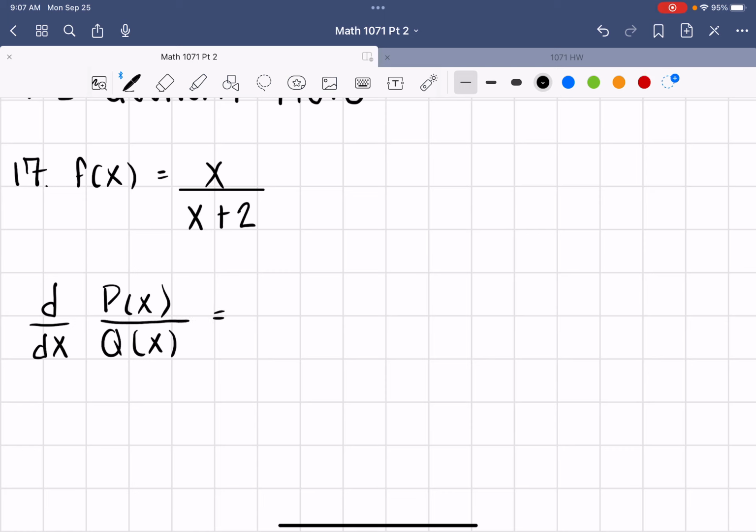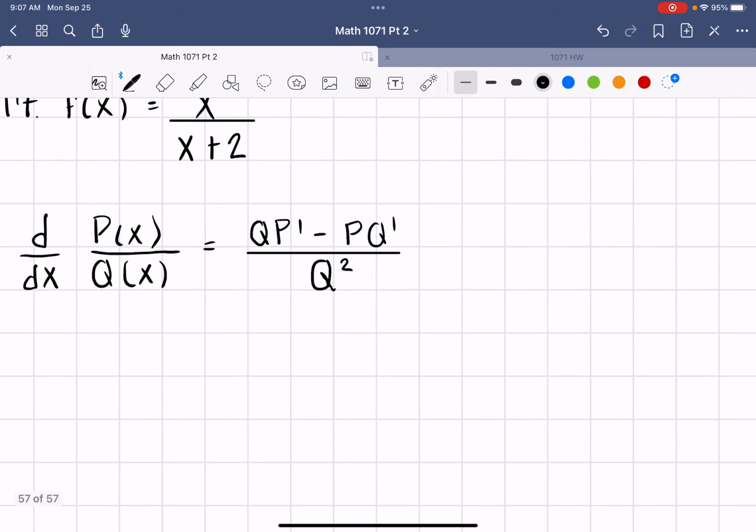Yeah, this numerator looks like a mixed product, but it's negative. So it's important which comes first. Subtraction's not commutative. It's denominator times derivative of numerator minus numerator times derivative of denominator over the denominator squared.